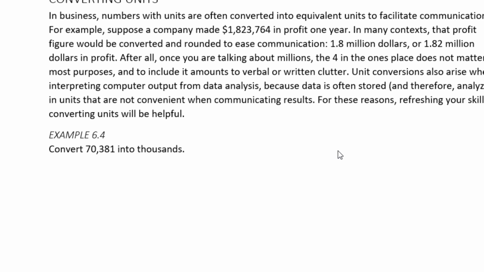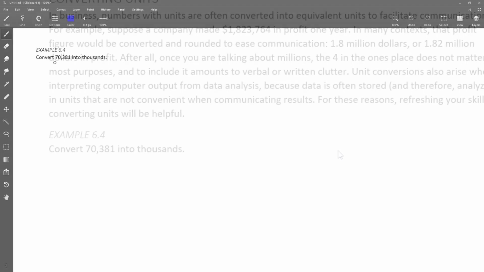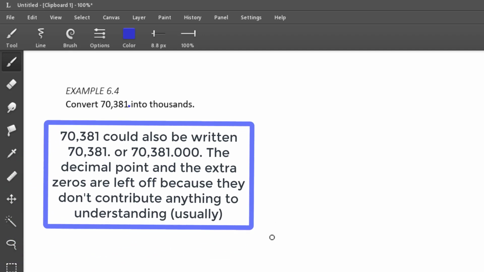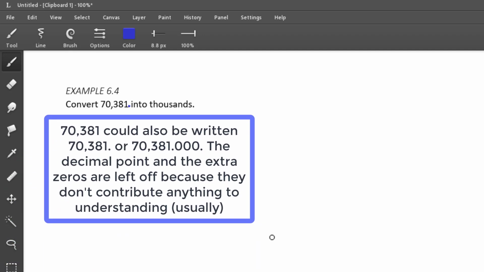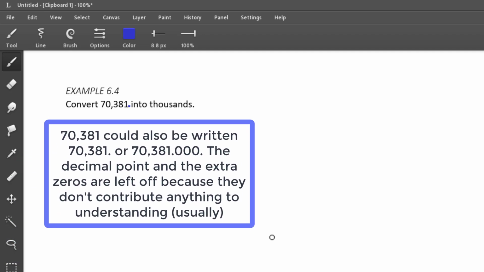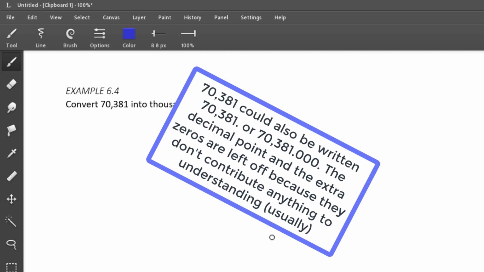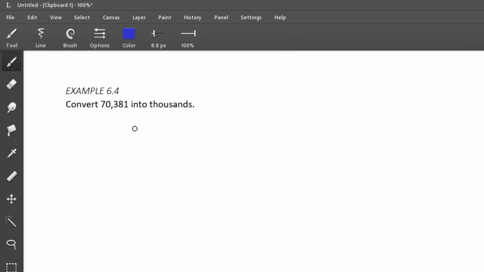Example 6.4 says convert 70,381 into thousands. So the number 70,381 is just counted in ones. There's an implicit decimal right here. It's not included because nothing in this number as given is non-zero after that 1. So that decimal is normally not given. But it is counted in ones, and we want to convert it into thousands.